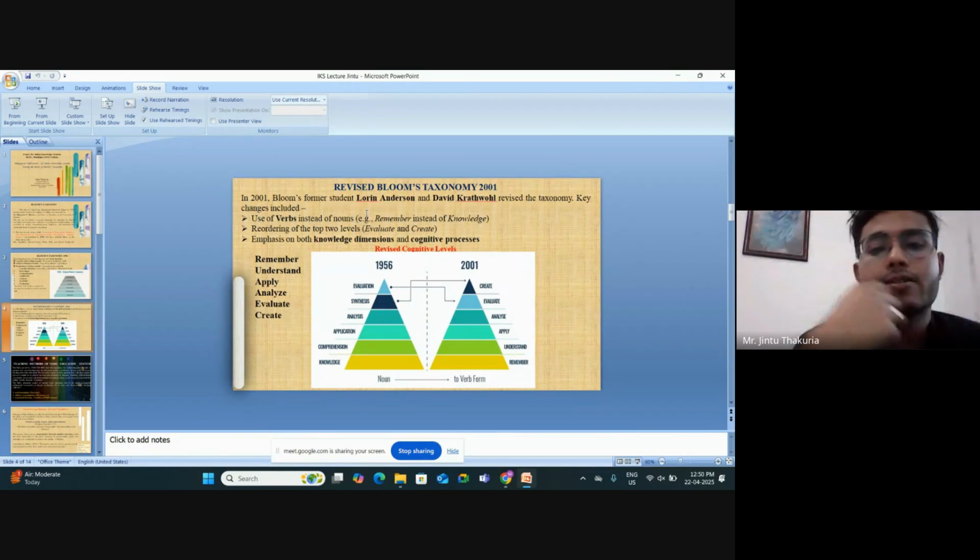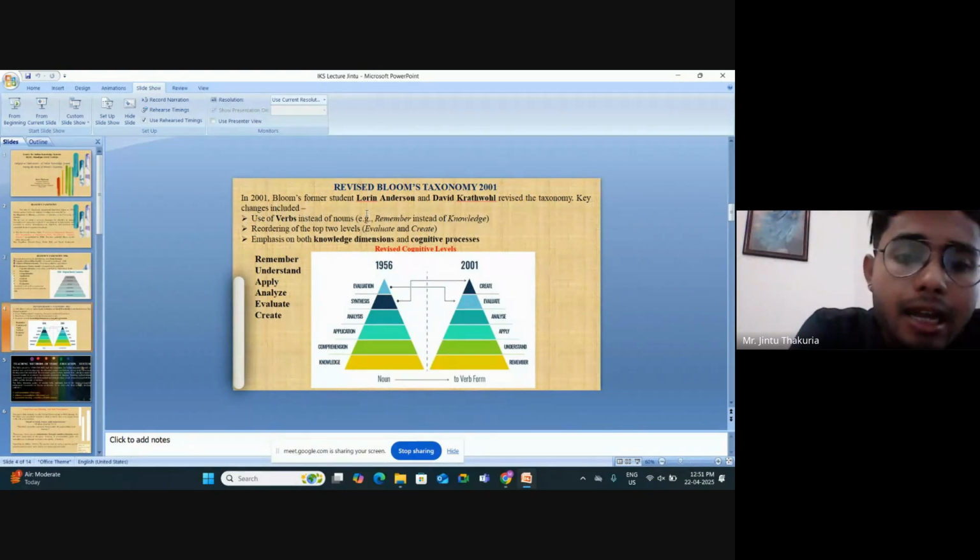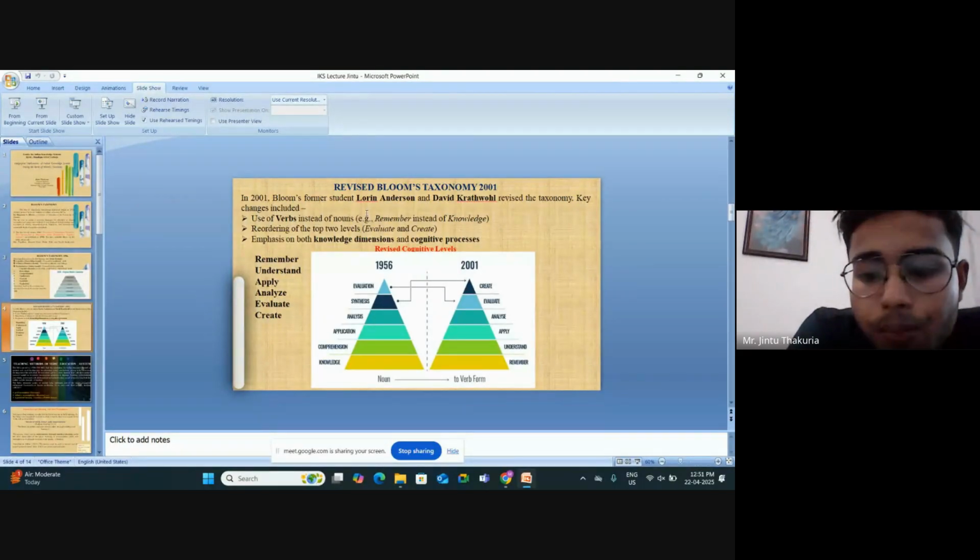The second one is reordering of the top two levels. In Bloom's original taxonomy, the top two levels were synthesis and then evaluation. Then it was reordered as evaluation and creation. And another change was emphasis on both knowledge dimensions and cognitive process.